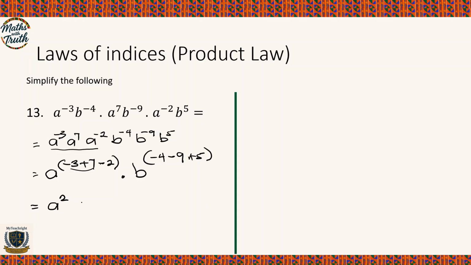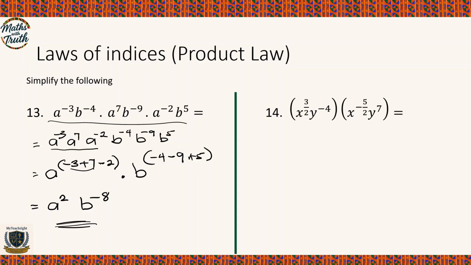A squared times b. This is negative 4 minus 9 will give you negative 13, and plus 5. Negative 13 plus 5 is negative 8. And so this is the simplification of that indices. This long thing, we can simplify it to this. Now let's work with this. You can pause the video and simplify this one.